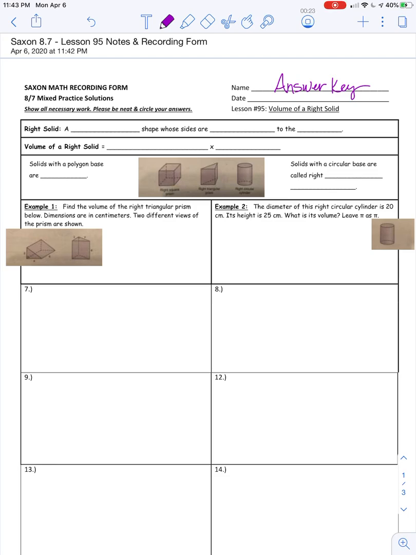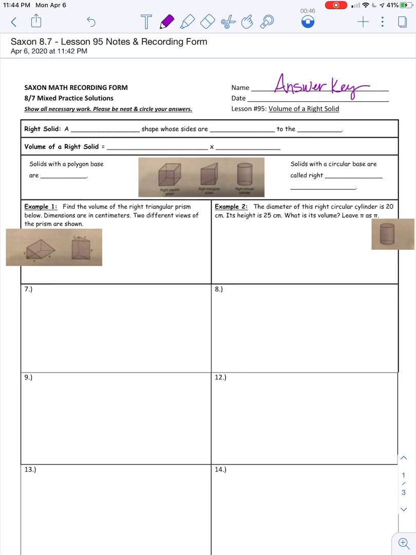Okay, so let's talk about what a solid is. We talked about solids in a past lesson quite some time ago, maybe in lesson 67 or 68 or something back at that time. And we said that a solid was simply a three-dimensional geometric shape. So today we're going to narrow that down to talk about what a right solid is and how we find the volume of a right solid.